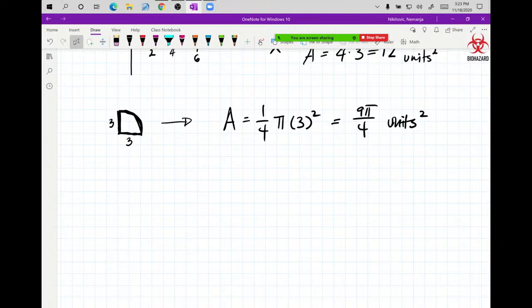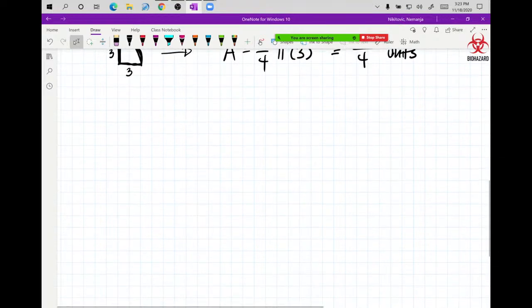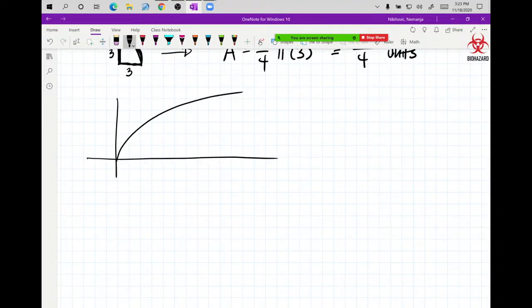So all of these shapes, we can find the area. Now, hell breaks loose quickly because my function could be, let's say, square root of x, right? And in that case, good luck.